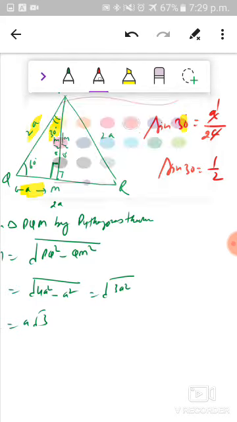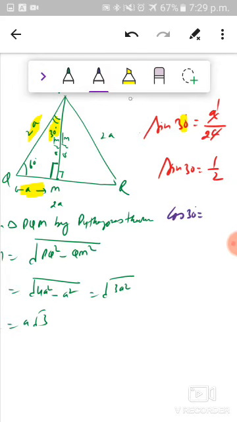Same like this we can find the value of cos 30 also. Cos is the ratio of base and hypotenuse. What is base? The side adjacent to this angle 30. So the side adjacent to 30 degree is a root 3. So write a root 3 by hypotenuse, that is 2a. So a cancels a. So cos 30 is how much?